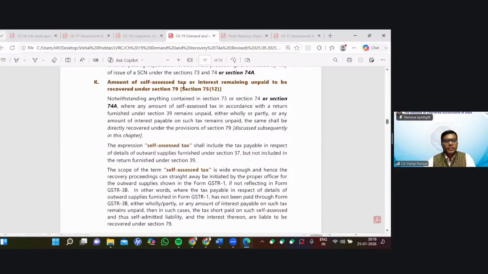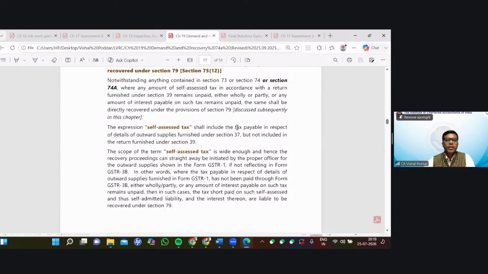Amount of self-assessed tax or interest remaining unpaid to be recovered under 79. Now this is very, very important. What is this point, students? Let us understand. So whenever there is any type of self-assessed tax. Now what is self-assessed tax? That is also explained. Self-assessed tax shall include the tax payable in respect of details of outward supplies which is furnished under section 37, that is in your GSTR 1, but which is not included in your 3B.